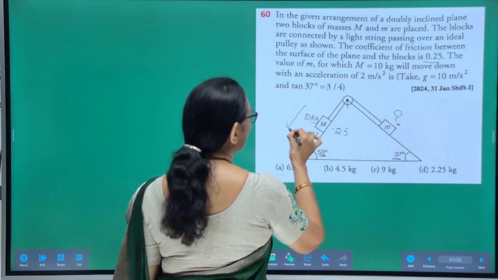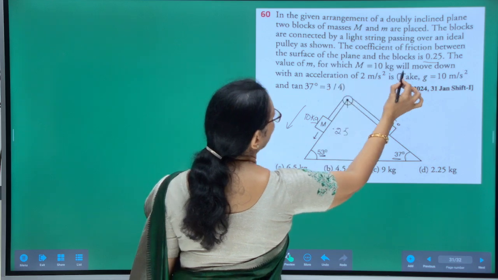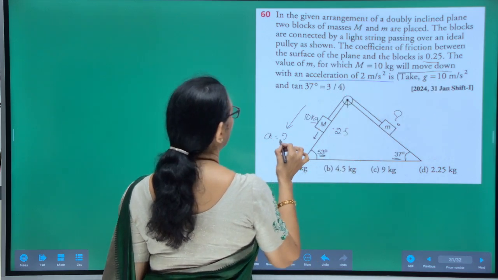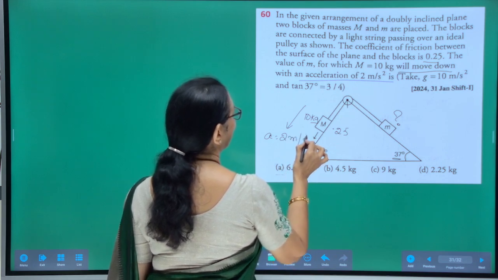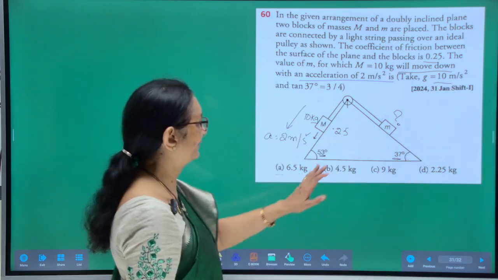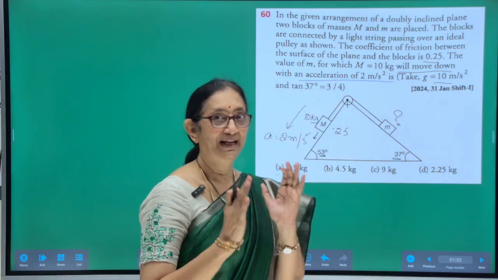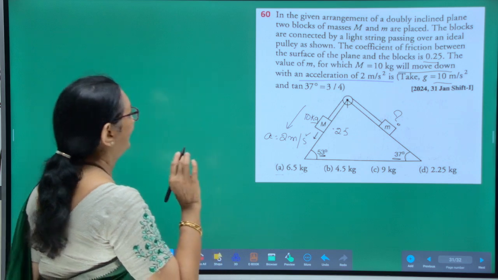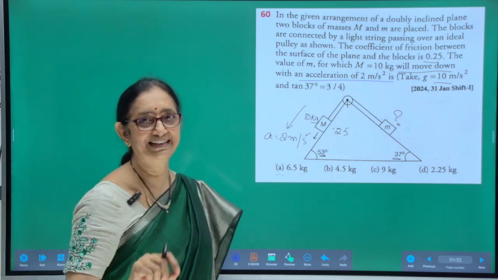When this is moving down, this 10 kg is moving down with an acceleration of 2 meter per second square. Value of g is given. You are supposed to find out the mass of the block. Look here very carefully into the problem. Let us recall certain things.